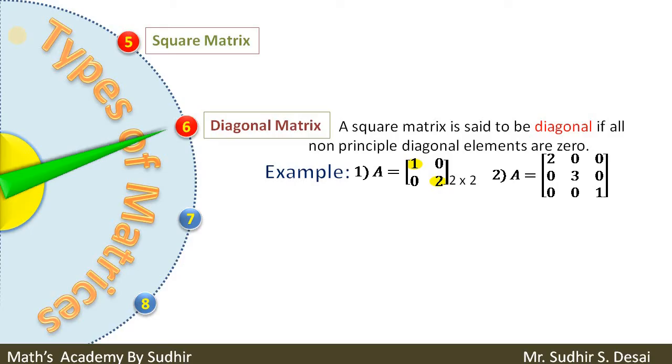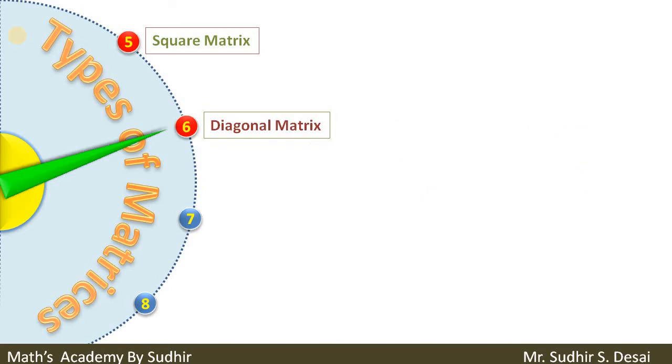The matrix A, the order of this matrix is 3 by 3. Again, number of rows is equal to number of columns, so it is a square matrix. And elements other than the principal diagonal are 0. So that's why this is also called a diagonal matrix.